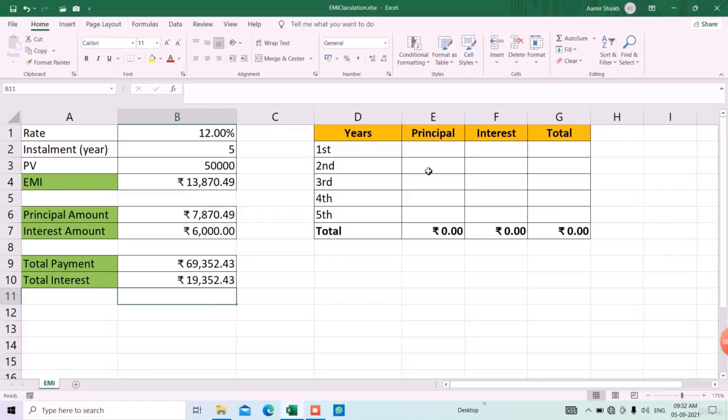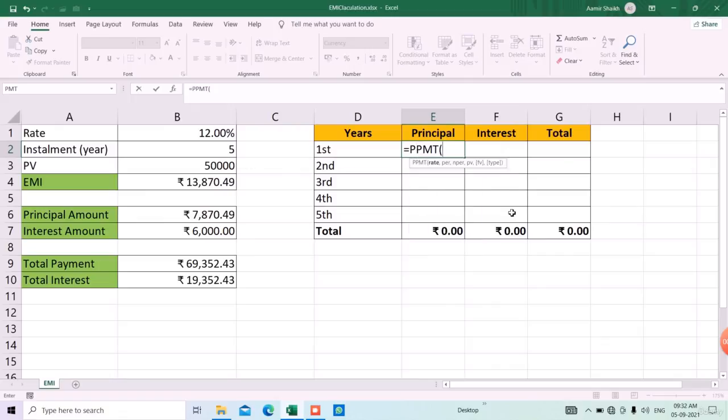Now how do we calculate for various years, like first year, second year? So let's calculate the principal amount. Now what is the principal amount? That is PPMT. And what is interest? That is IPMT. So =PPMT, that is rate.